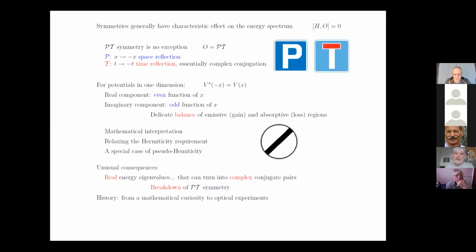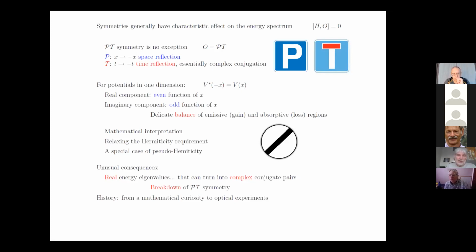Okay. So I talk a little bit about symmetries because they are also important aspects. PT symmetry, as we know, corresponds to simultaneous space and time reflection, and in the case of potentials, this formula is valid. Your potential will have a real component, which is an even function of x, and an imaginary component, which is an odd function of x. So this is again a delicate balance of emissive and absorptive regions.